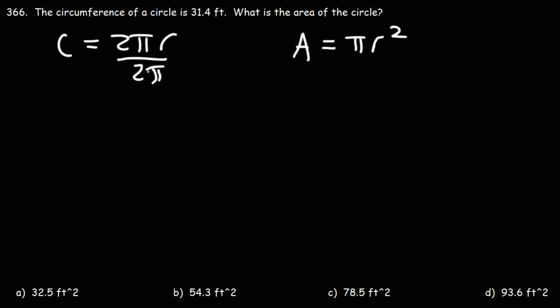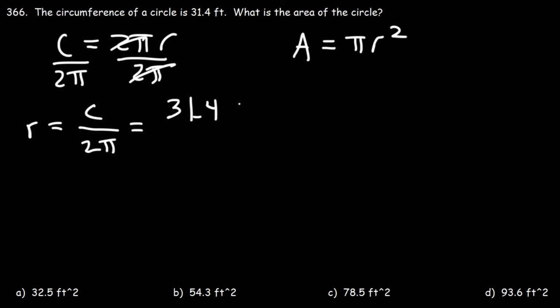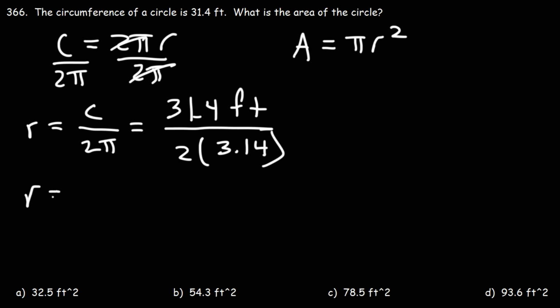Let's solve for r in the equation on the left. So the radius is equal to the circumference divided by 2 pi. The circumference is 31.4 feet. And then for pi, we're going to use 3.14. 31.4 divided by 3.14 is 10, and 10 divided by 2 is 5. Therefore, the radius is 5 feet.